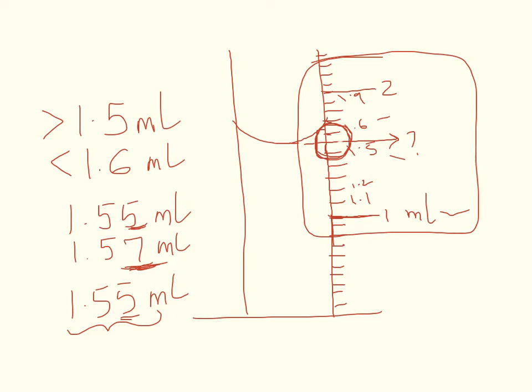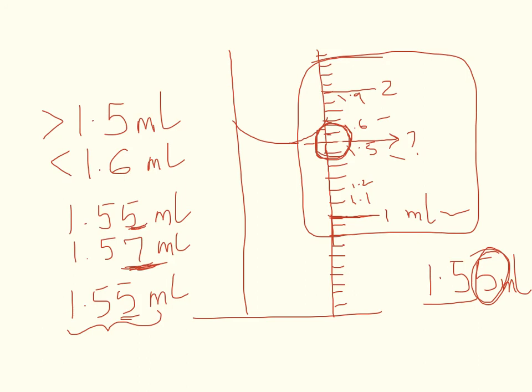So if you report 1.55 milliliters, then the person who reads your measurement will understand that your instrument can accurately measure the 1.5, and this last digit is an estimation. So they will understand what kind of instrument you have used for this measurement.